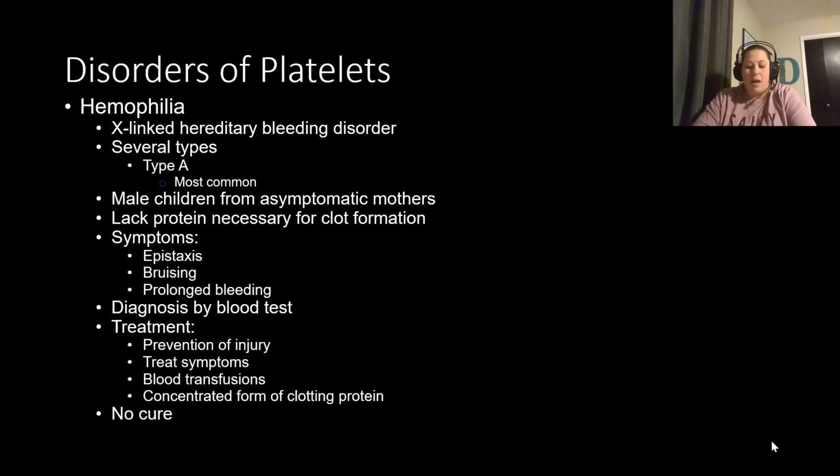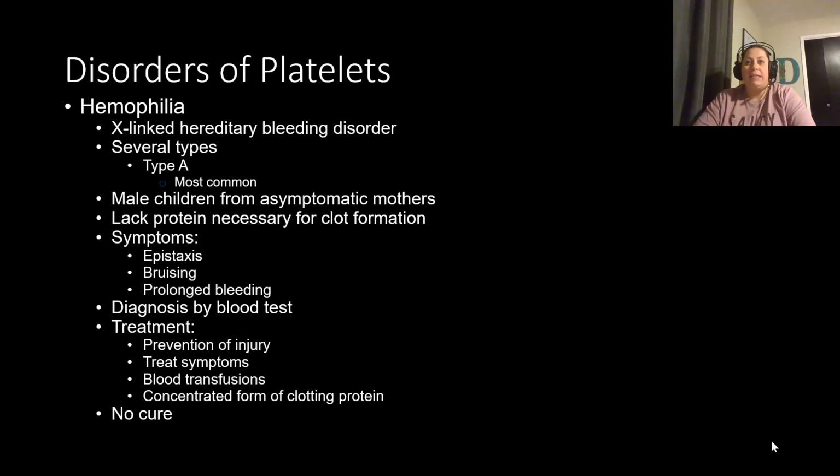All right, so now let's talk about disorders of platelets. The first one we want to hit on here is hemophilia. Now, hemophilia is an X-linked hereditary bleeding disorder, meaning it is found on the X chromosome, which means it is sex-linked. This means that they have a hard time clotting. Their body is slow to clot, so a lot of times they're known as being free bleeders. There are several types, but type A is the most common. Okay, there's also a type B and type C.